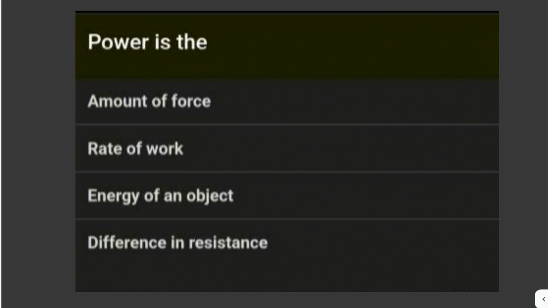Power is the amount of force, rate of work, energy of an object, or difference in resistance. So now power is the rate at which work is performed, the rate at which force is successfully applied over a distance. Therefore, the answer here is rate of work. So power is the rate of work.